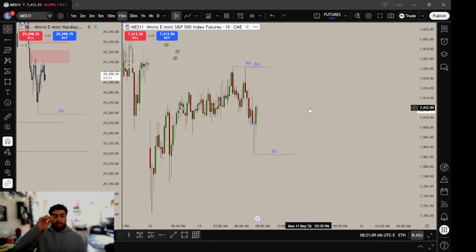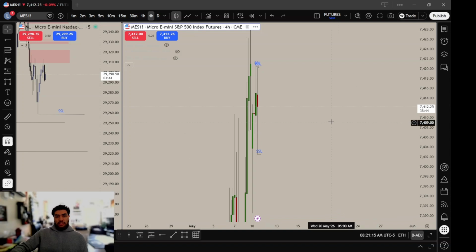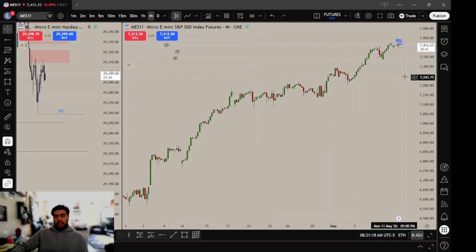Now for ES, let's start this. Probably going to be around the same bias as NQ, but let's just see. So we got the 4 hour.